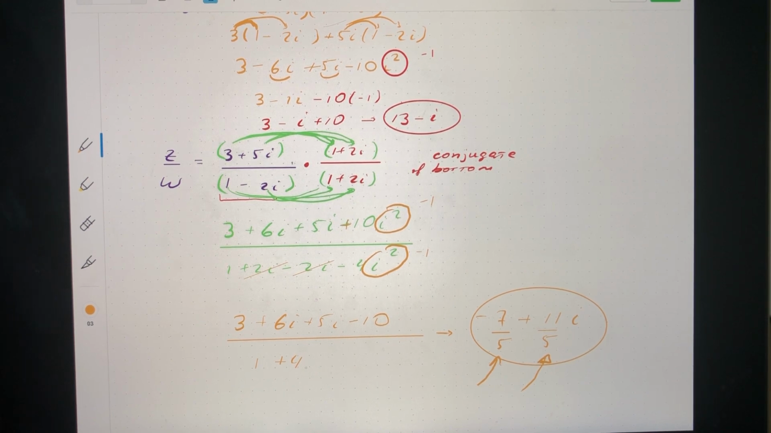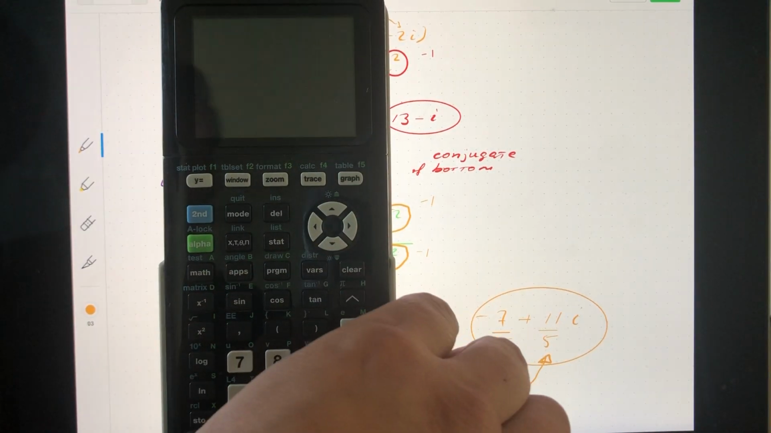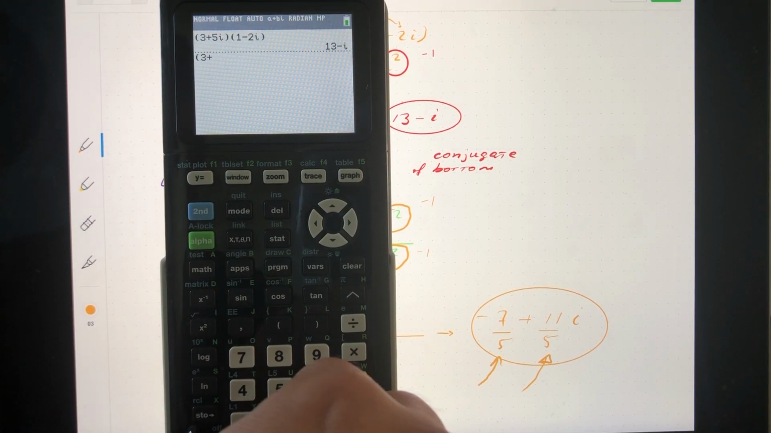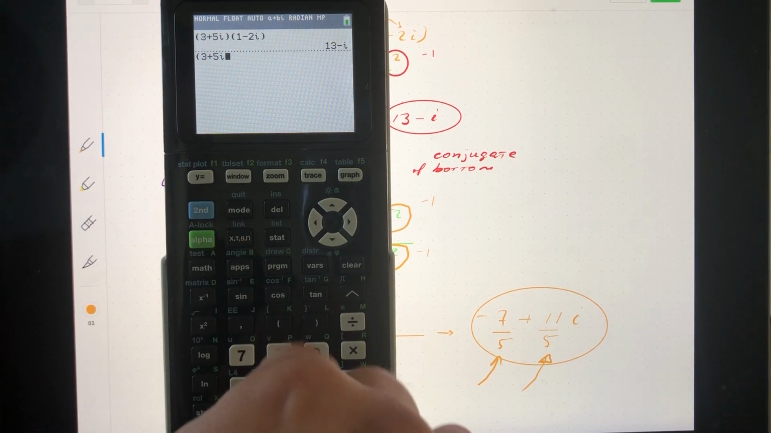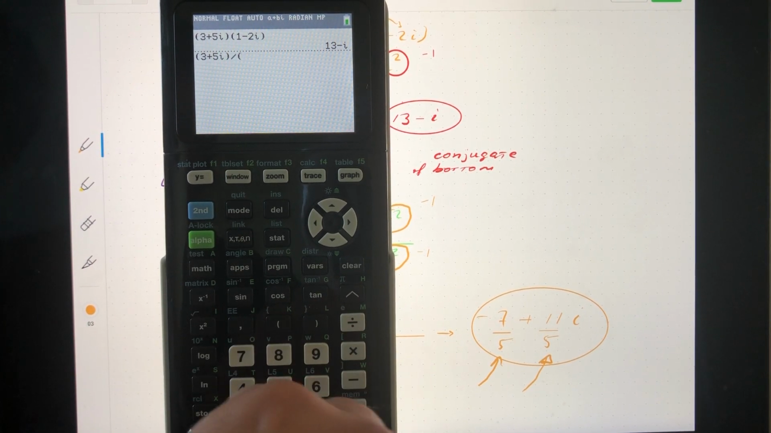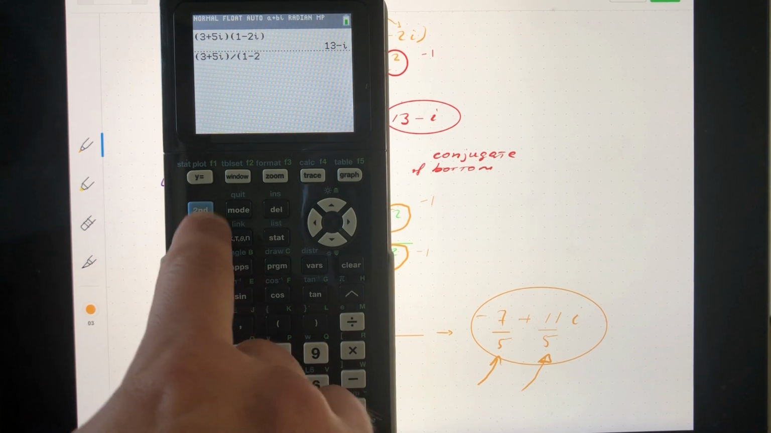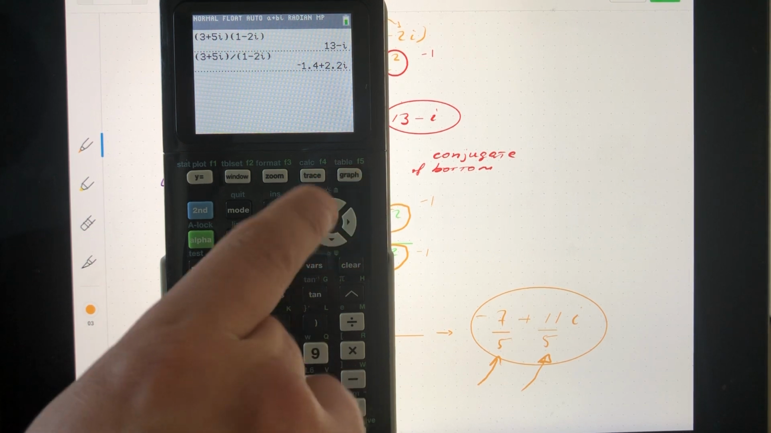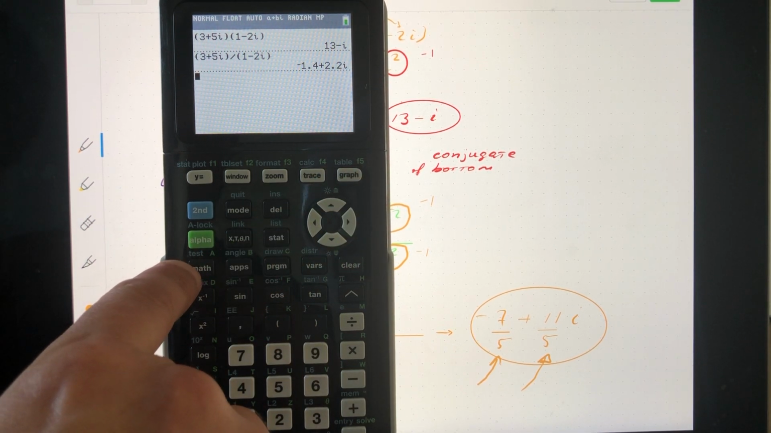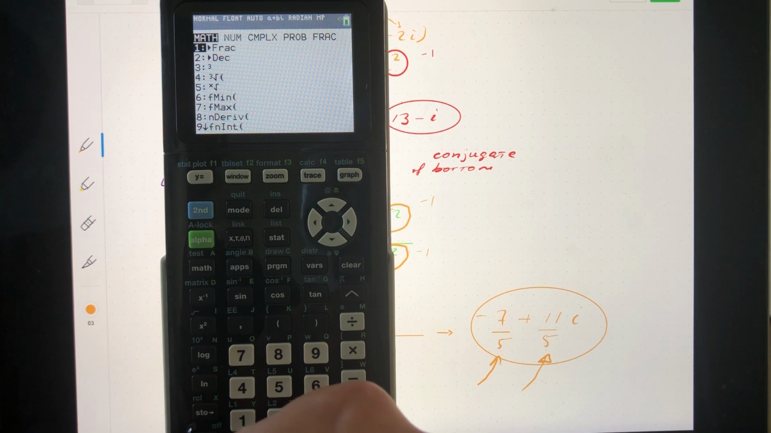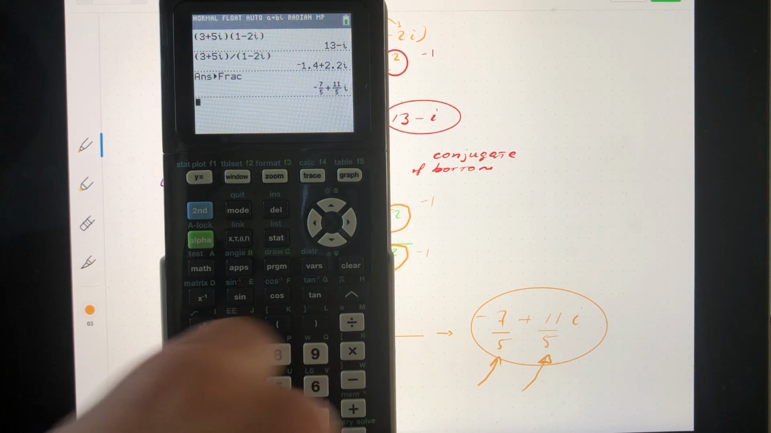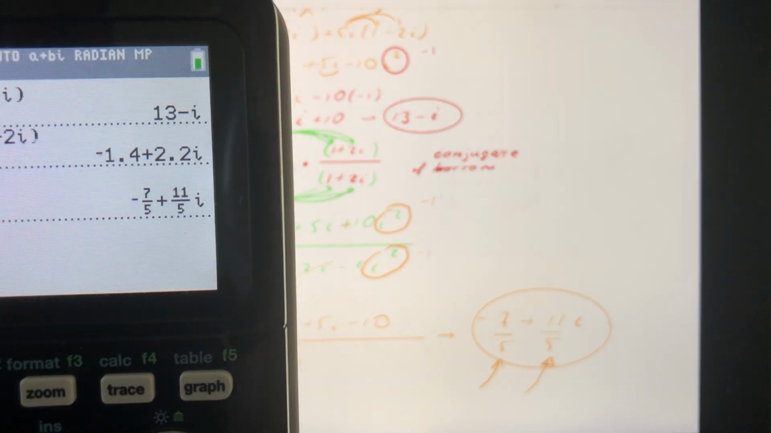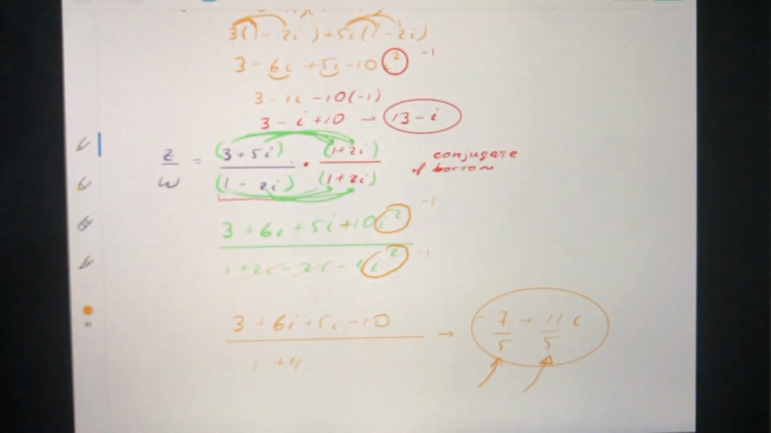Now let's do the same with the calculator. And so here's parentheses, 3 plus 5i, then divide 1 minus 2i, and now we're going to get decimals. And all we need to do is convert the decimals into fractions. So we go back to the math, change into the fractions, enter one more time. Here is the same answer, -7/5 plus 11/5 i is exactly what we had doing the work by hand.